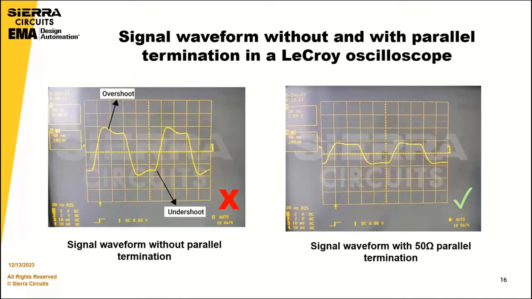In this waveform comparison, the initial display reveals instances of both overshooting and undershooting. And the second waveform, which is parallel termination, shows a notable absence of significant reflections, presenting a more stable signal profile.